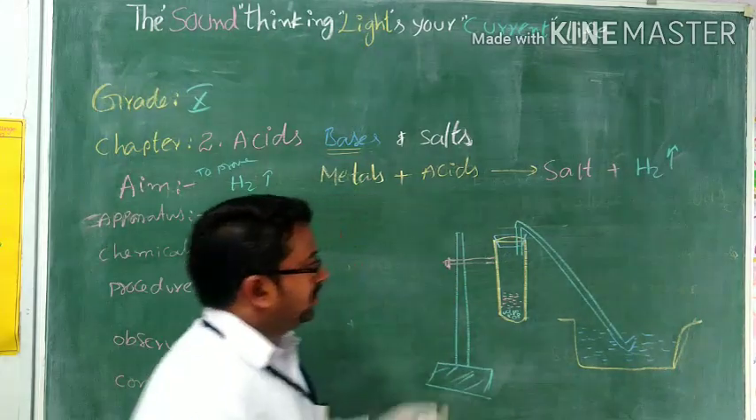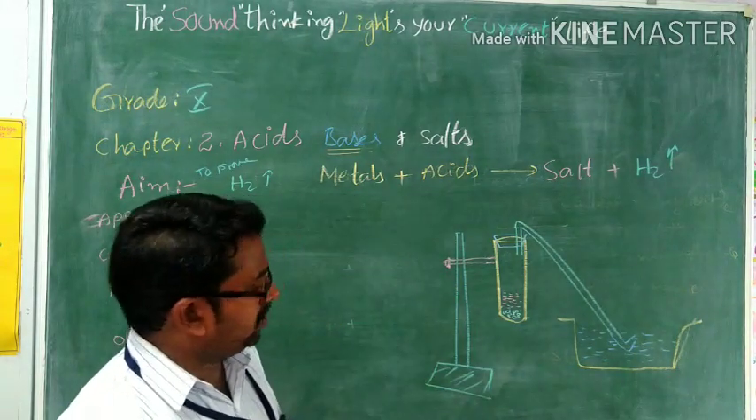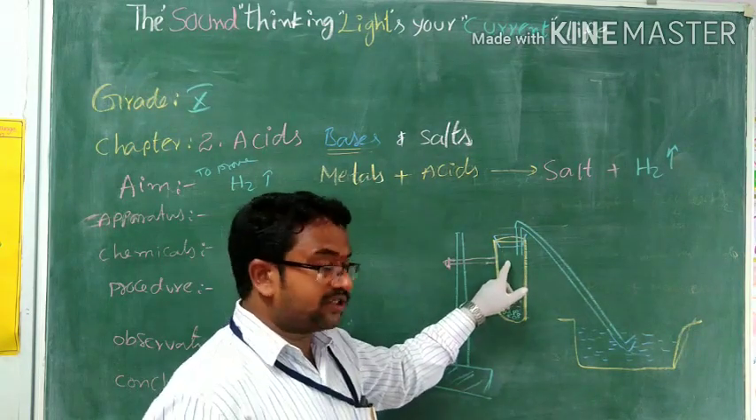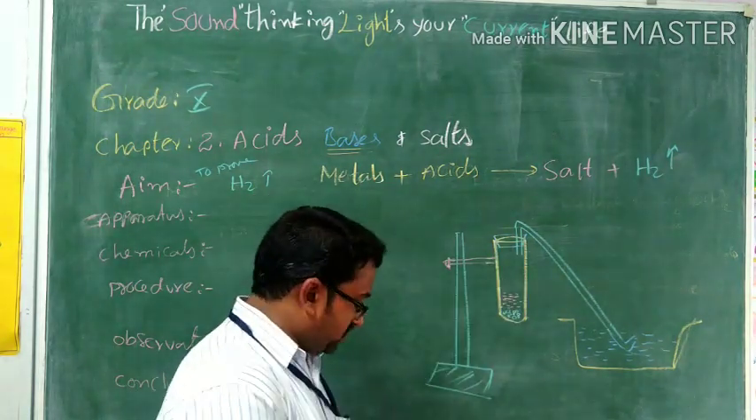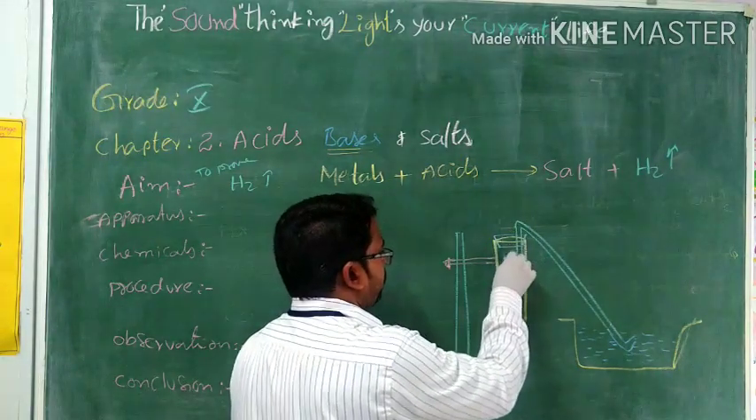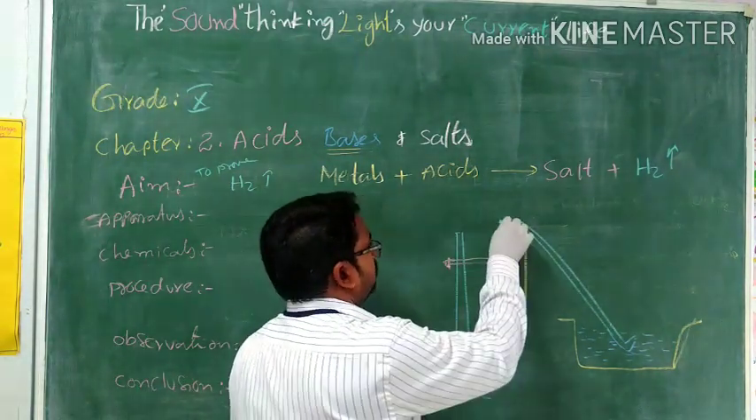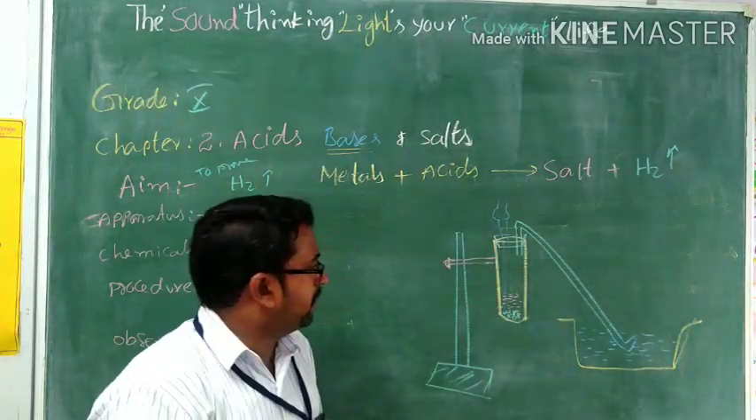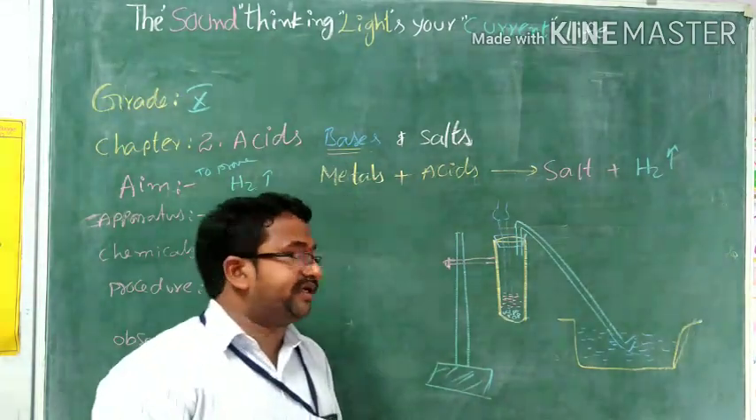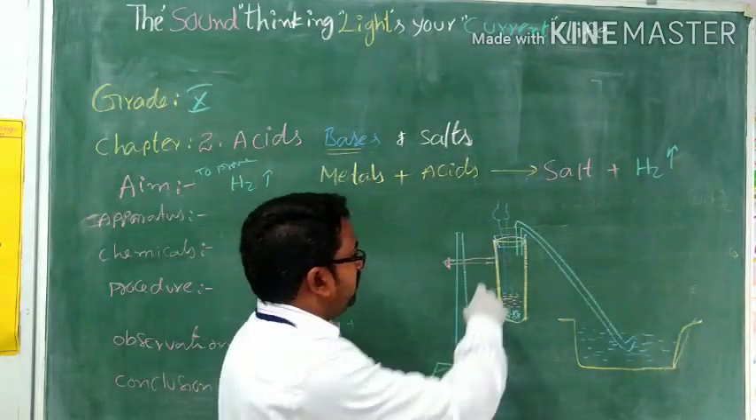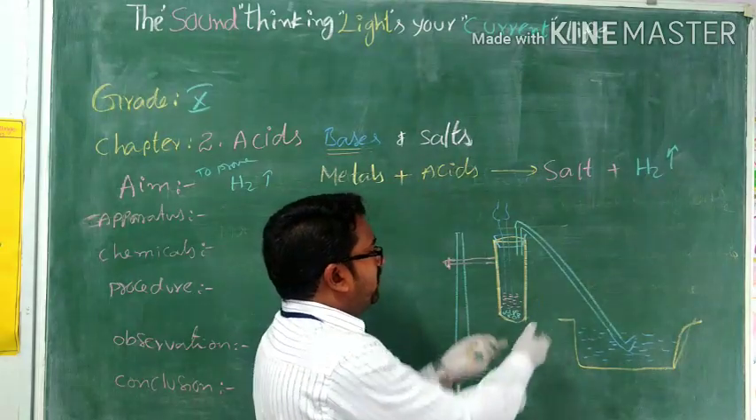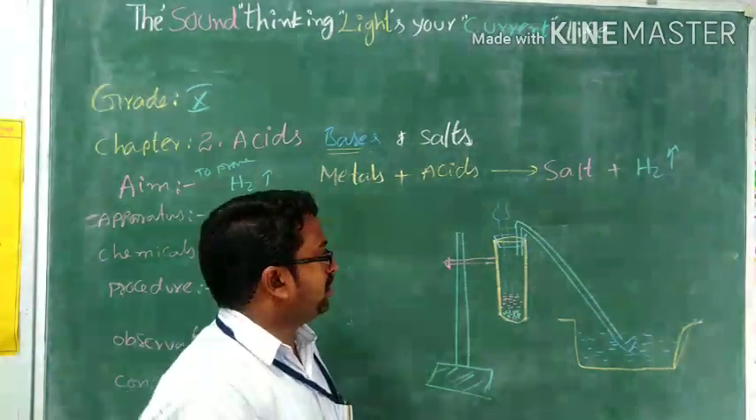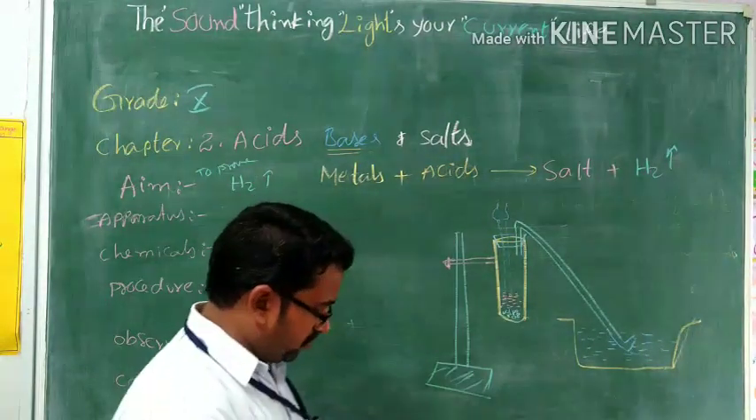So this is the diagram given in the textbook, but actually it should be a 2-hole rubber stopper. Here you have to insert a thistle funnel. With the help of the thistle funnel, you have to insert acid, because it is a fast reaction. If you are not using the thistle funnel, how are you going to add it? Immediately the reaction takes place. Before inserting this delivery tube, the gas may escape. But what is there in the textbook, we have to follow.